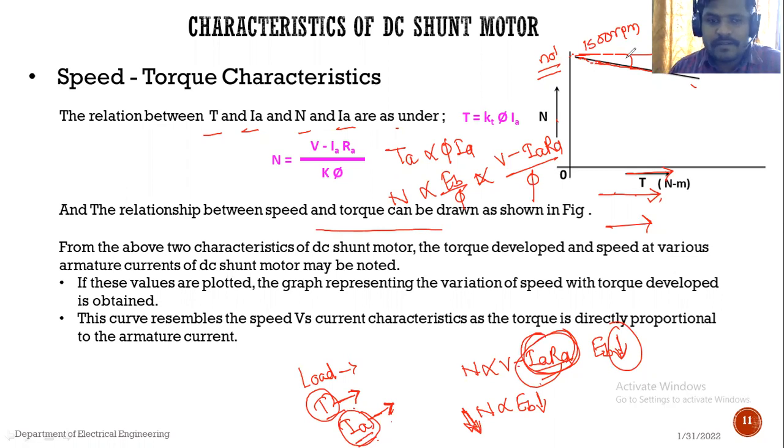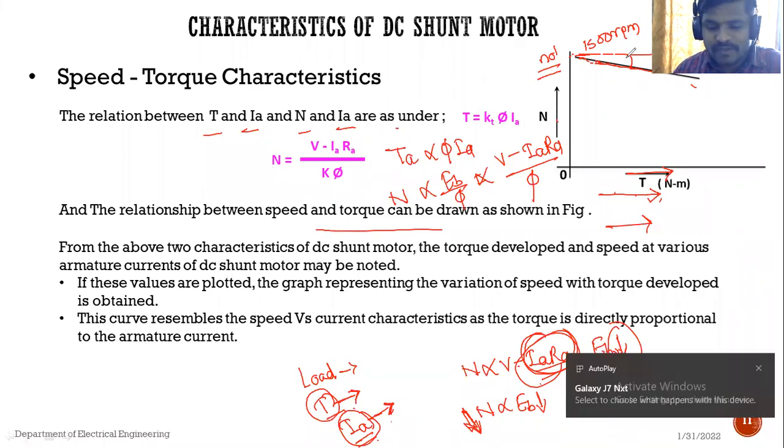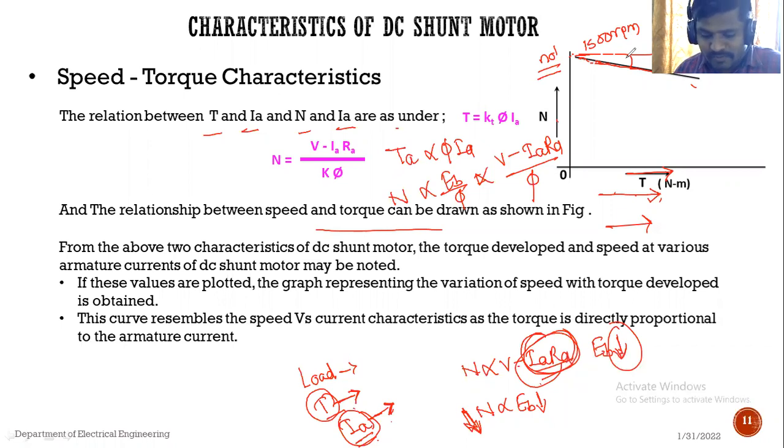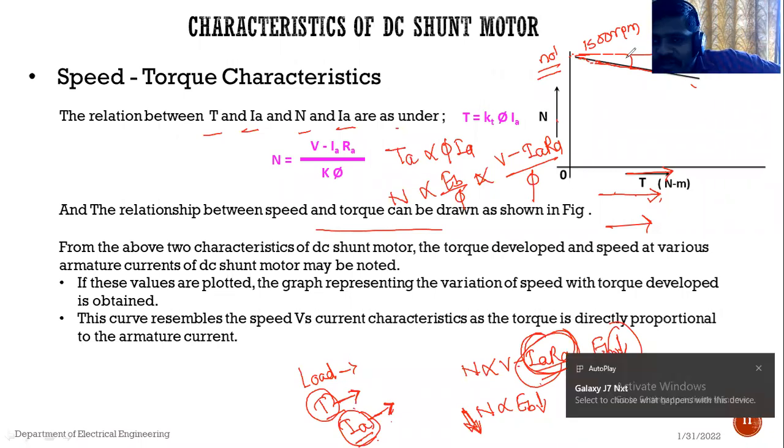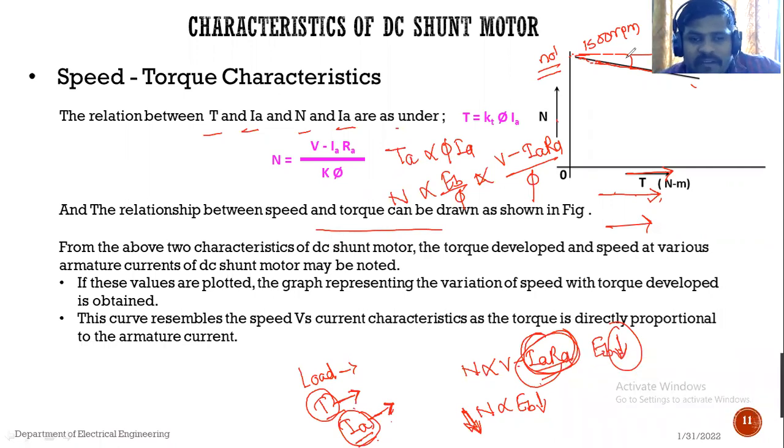Okay, getting? So see, from the above two characteristics of DC shunt motor, from the above two characteristics of DC motor, the torque developed and the speed at various armature currents of the DC shunt motor will be noted. And if the values are plotted, then the graph representing the variation of speed with torque developed is obtained.